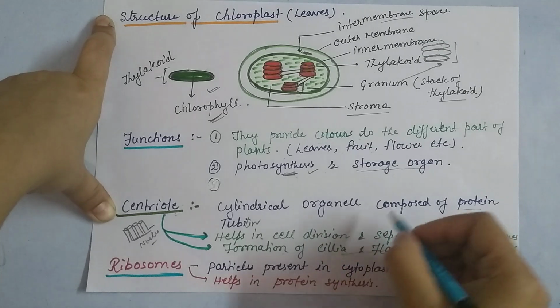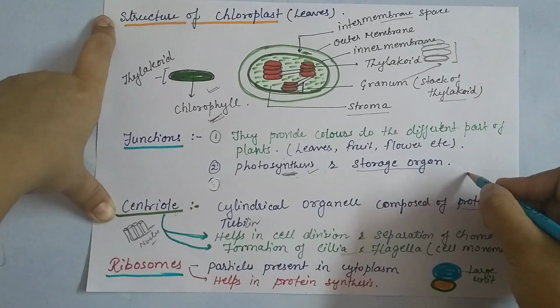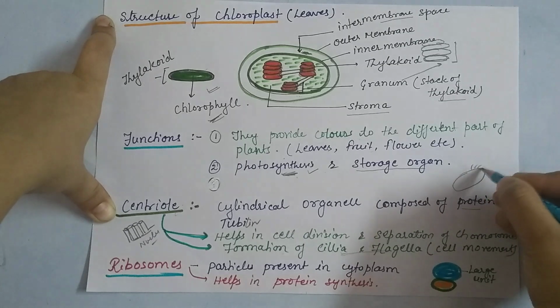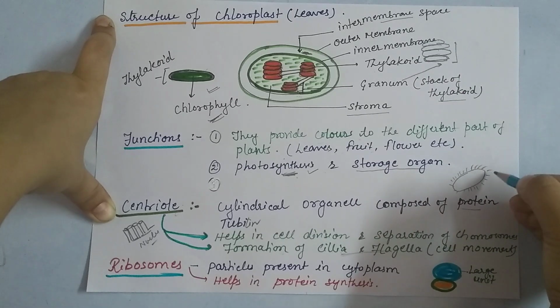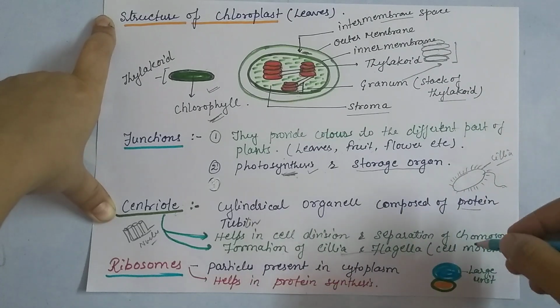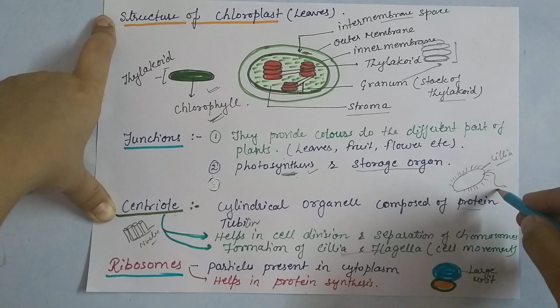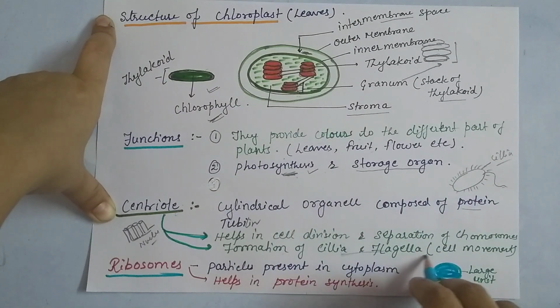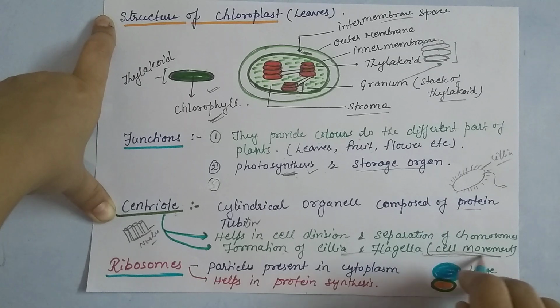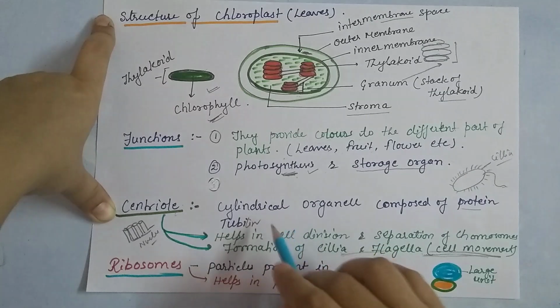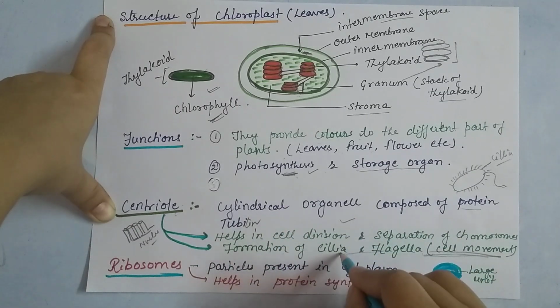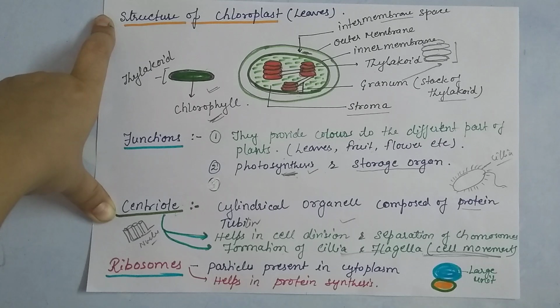In some microorganisms you will find this thread-like structure, called cilia. These cilia and flagella-like structures you will find in small microorganisms. Like in Euglena you will find the flagella. They help in cell movement, the movement of the organism. So centrioles basically help in cell division and the formation of cilia and flagella.